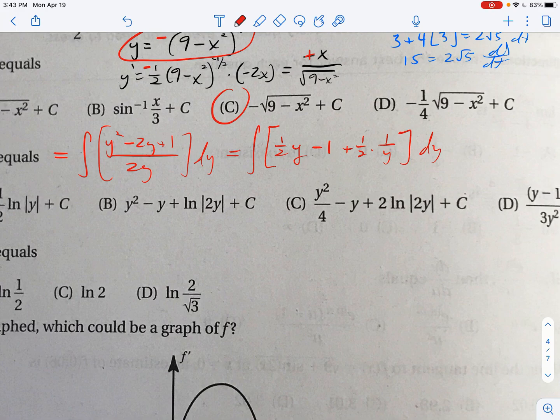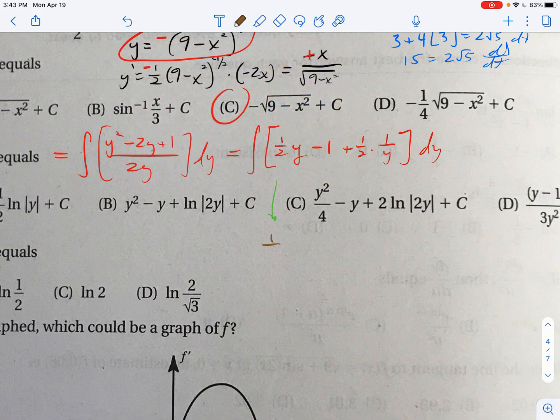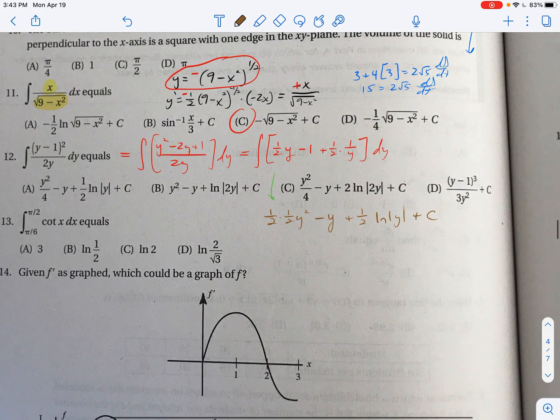So what is our antiderivative? We can just do it one term at a time. My antiderivative would be 1/2 times 1/2 y squared minus y plus 1/2, 1 over y is that special rule where it's natural log. So what do we got here? Which one of these works? It looks like it is A. In theory, you could just take the derivative of each of these. Same with number 11.